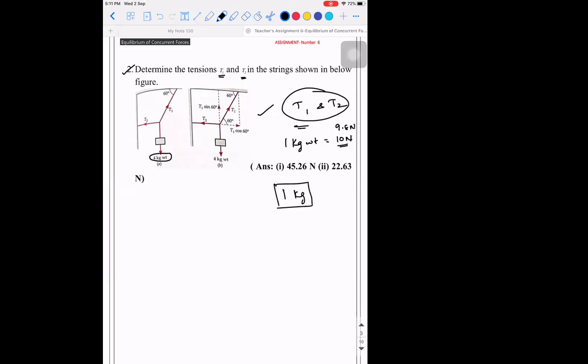So kilogram weight means, what is the weight of 1 kilogram mass? How much weight will it experience? It will experience a force of 1 into 9.8 Newton, that will be 9.8 Newton. If you take the acceleration due to gravity as 10, it will be 10 Newton. That is the meaning. So 4 kilogram weight, we will approximate it to 40 Newton, and here also it is 40 Newton. Is this point clear? Yes, sir.